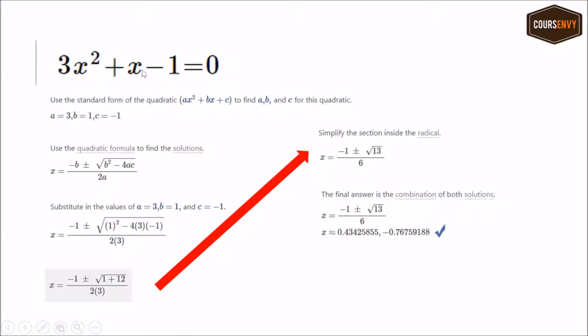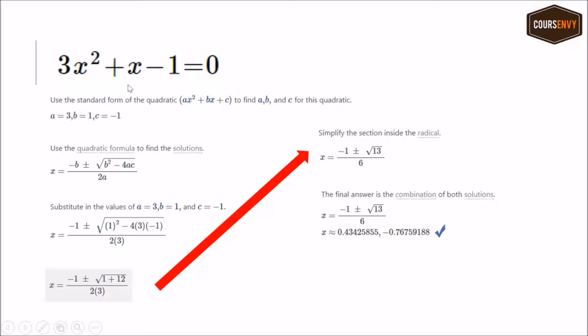3x squared plus x minus 1 equals 0. Looks very close to the standard form. Remember, the standard form is ax squared plus bx plus c. So we need to find what those letters are to plug into the quadratic formula. Looking at this layout, 3x squared, we have the variable x squared from our standard form. So a equals 3, plus bx, so it's going to be a positive number x.